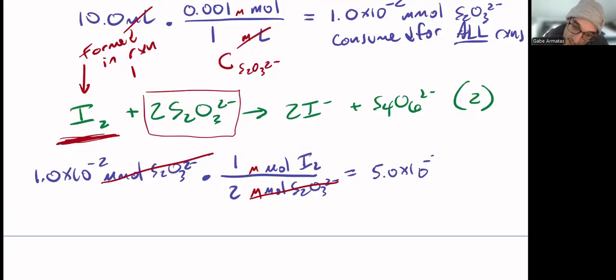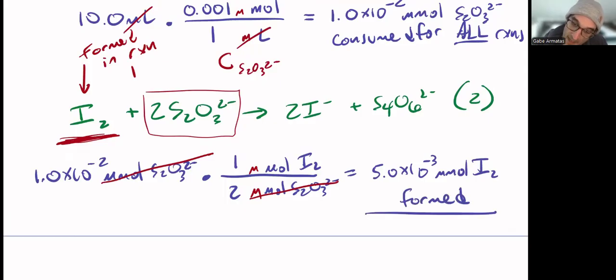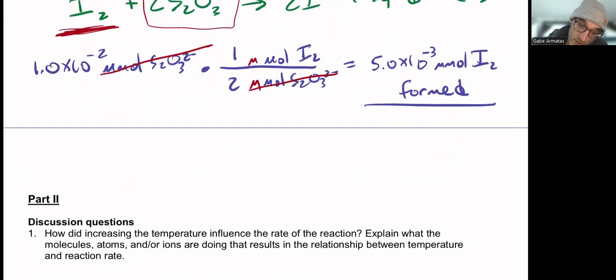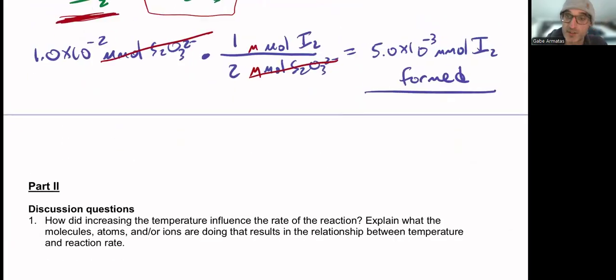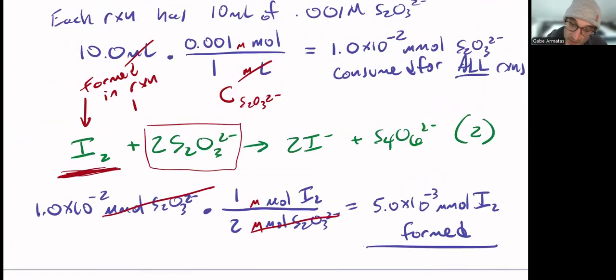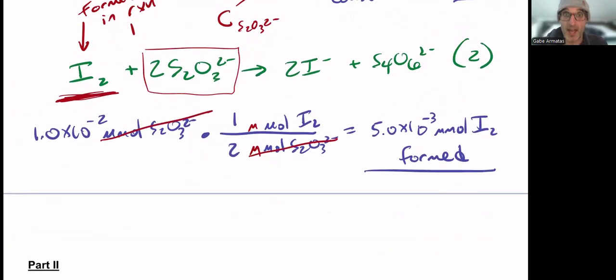5.0 times 10 to the negative 3 millimoles of I2 is formed. That is how much I2 is formed in reaction 1 before all of the S2O3 is consumed. So with that in mind, we can say the S2O3 formed that much, and because it formed that much, we can turn that into a concentration. And so let us do that.